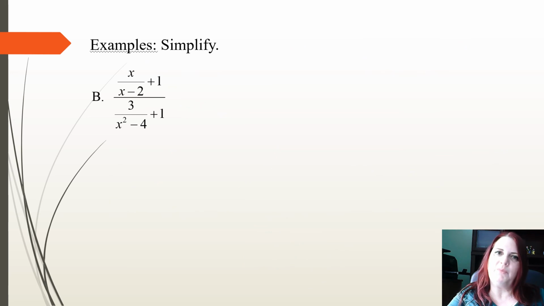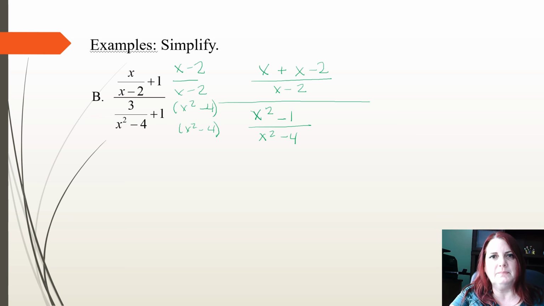Go ahead and pause this one too if you want to try it before I do, and then check your work. Just so you know, I'm going to use method A. I may have done a couple of steps in my head. I knew that this 1 was going to become x squared minus 1 over x minus 2, over x minus 2. And then when I added them, I'm going to have 2x. And down here, I knew that this 1 was going to become x squared minus 4 over x squared minus 4. On this one, I actually carried it out.